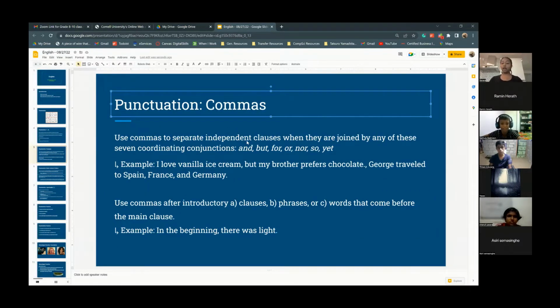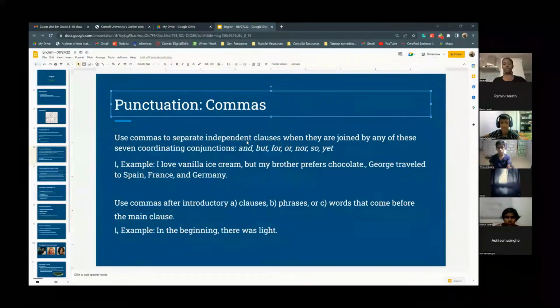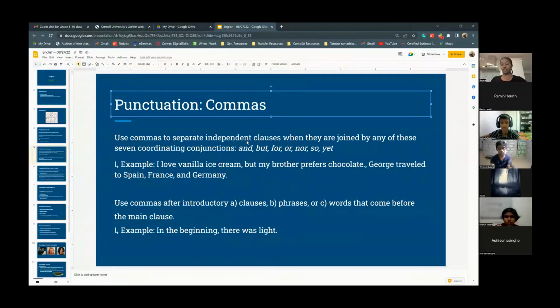And that's the commas. There are 2 different ways that we can use commas in English. The first one is to separate independent clauses when they're not joined by any of the 7 coordinating conjunctions. And remember, conjunctions are words like and, but, for, or, nor, so, or yet.